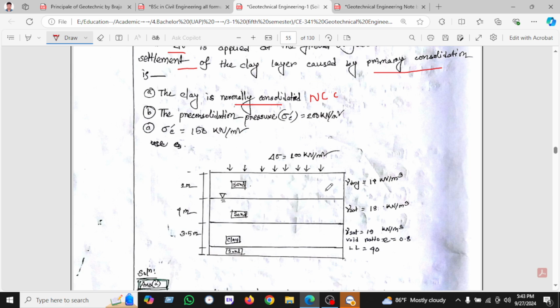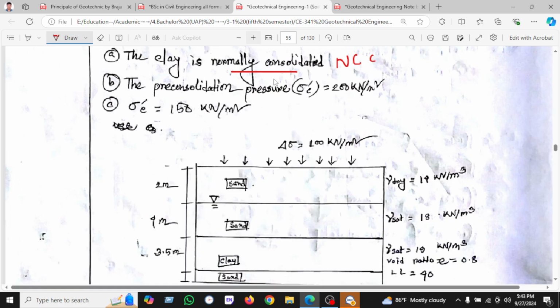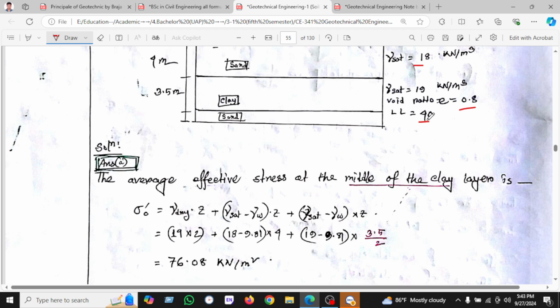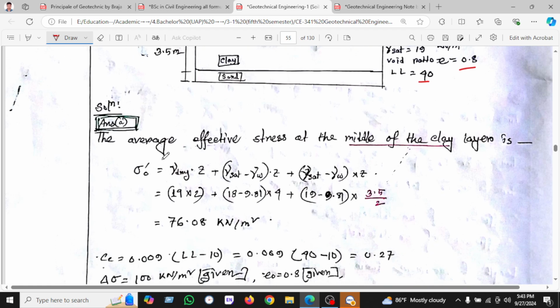So we have shown here the soil profile that is given, and the applied load is 100 kilonewton. Layer 1 is sand, 2 meters, another one is 4 meters clay, and another one is sand. So dry is 14, saturated is 18, and saturated 19, and the void ratio is 0.8, and the liquid limit is also given, 40. So let's start. First of all, we are trying to find the effective stress at the mid level of the clay, which is sigma naught.